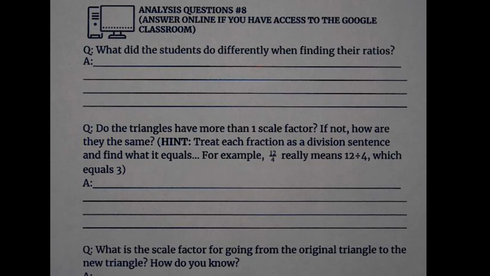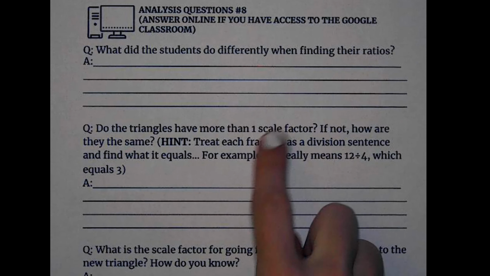Analysis question 8: What did the students do differently when finding their ratios? Do the triangles have more than one scale factor? If not, how are they the same? And I'll give you the same hint that I gave you before. Treat each fraction as a division sentence and find out what it equals. For example, 12 over 4 really means 12 divided by 4, which equals 3. So 3 would be the scale factor if you were looking at this ratio.